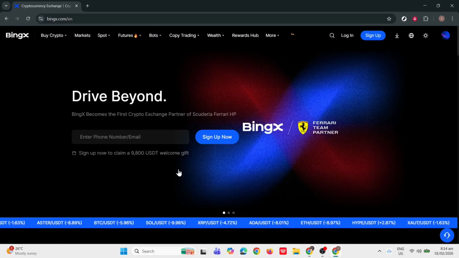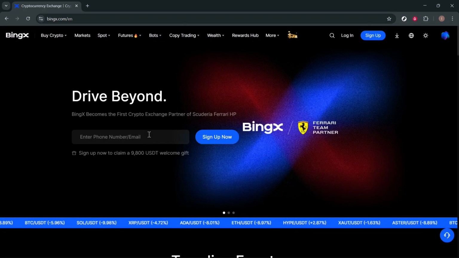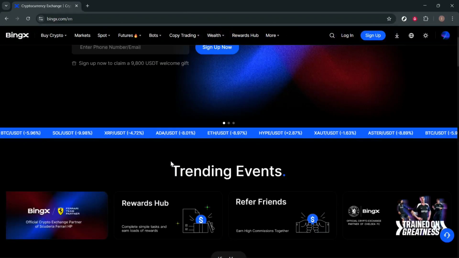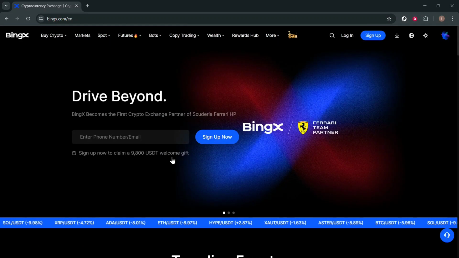How to trade gold in BingX. Want to trade gold without a traditional broker? BingX lets you trade gold directly through XAU or USDT contracts. And here's how to get started.